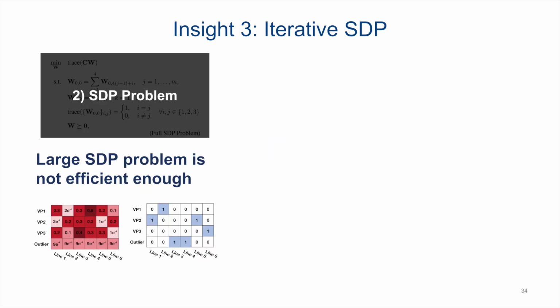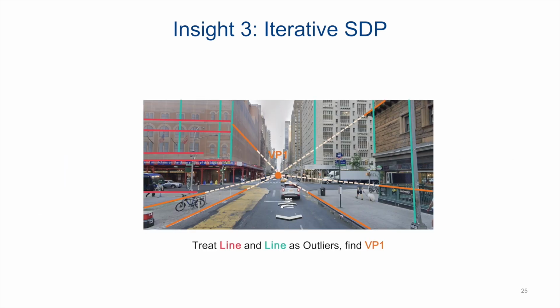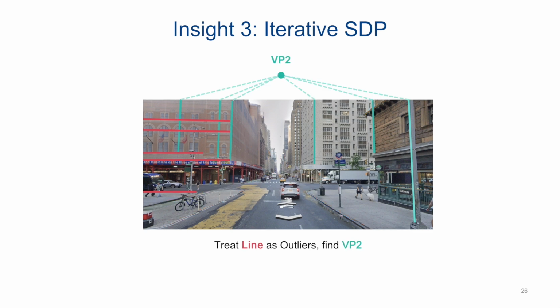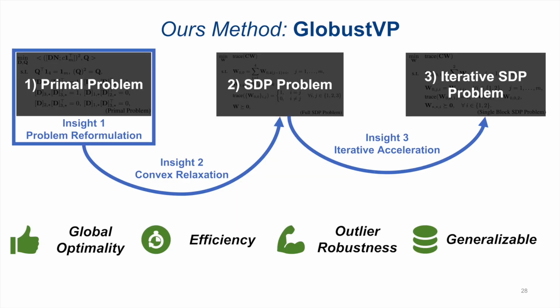Although the SDP formulation guarantees global optimality, solving it with all lines and all VPs simultaneously can be computationally expensive, especially in large scenes. Our third insight addresses this challenge through an iterative acceleration strategy. Instead of solving one large SDP, we estimate VPs one by one. In the first iteration, we estimate VP1, treating all other lines as temporary outliers. In the second iteration, we remove lines assigned to VP1 and estimate VP2. Finally, in the third iteration, we follow the same procedure to obtain VP3. This iterative strategy achieves a significant speedup, making global optimization feasible in practice.